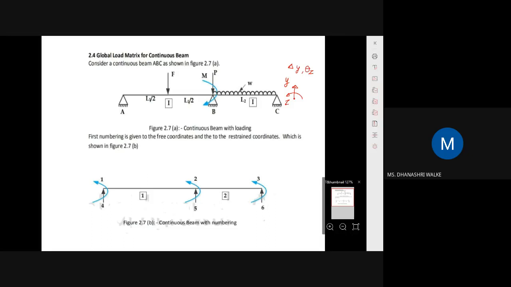Now suppose this is a problem and you have to analyze it using the stiffness method. First of all, you have to find out the degree of freedom of your structure. So if you have your copy, pen and calculator with you, whatever I am writing here with this pen, you just note it down.